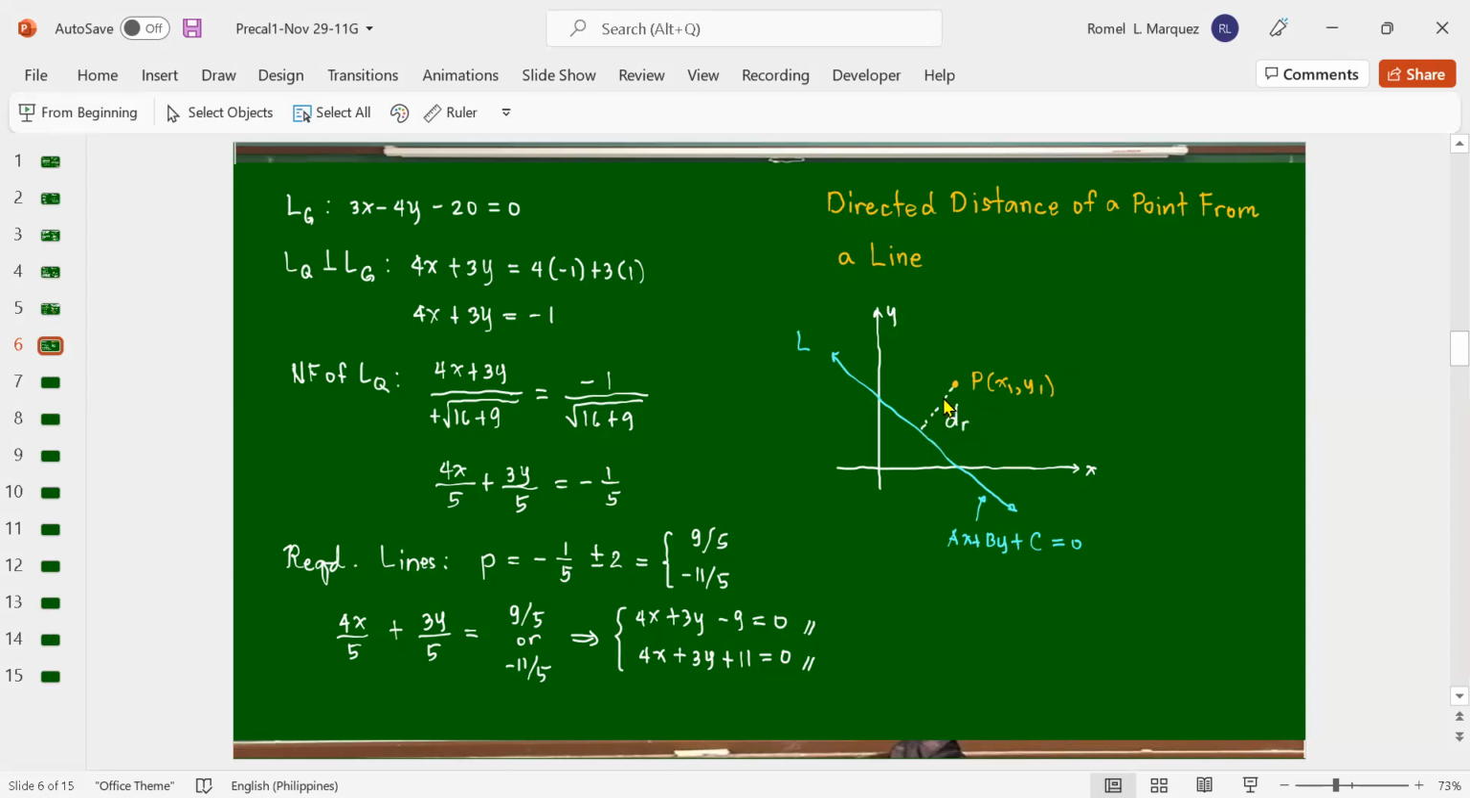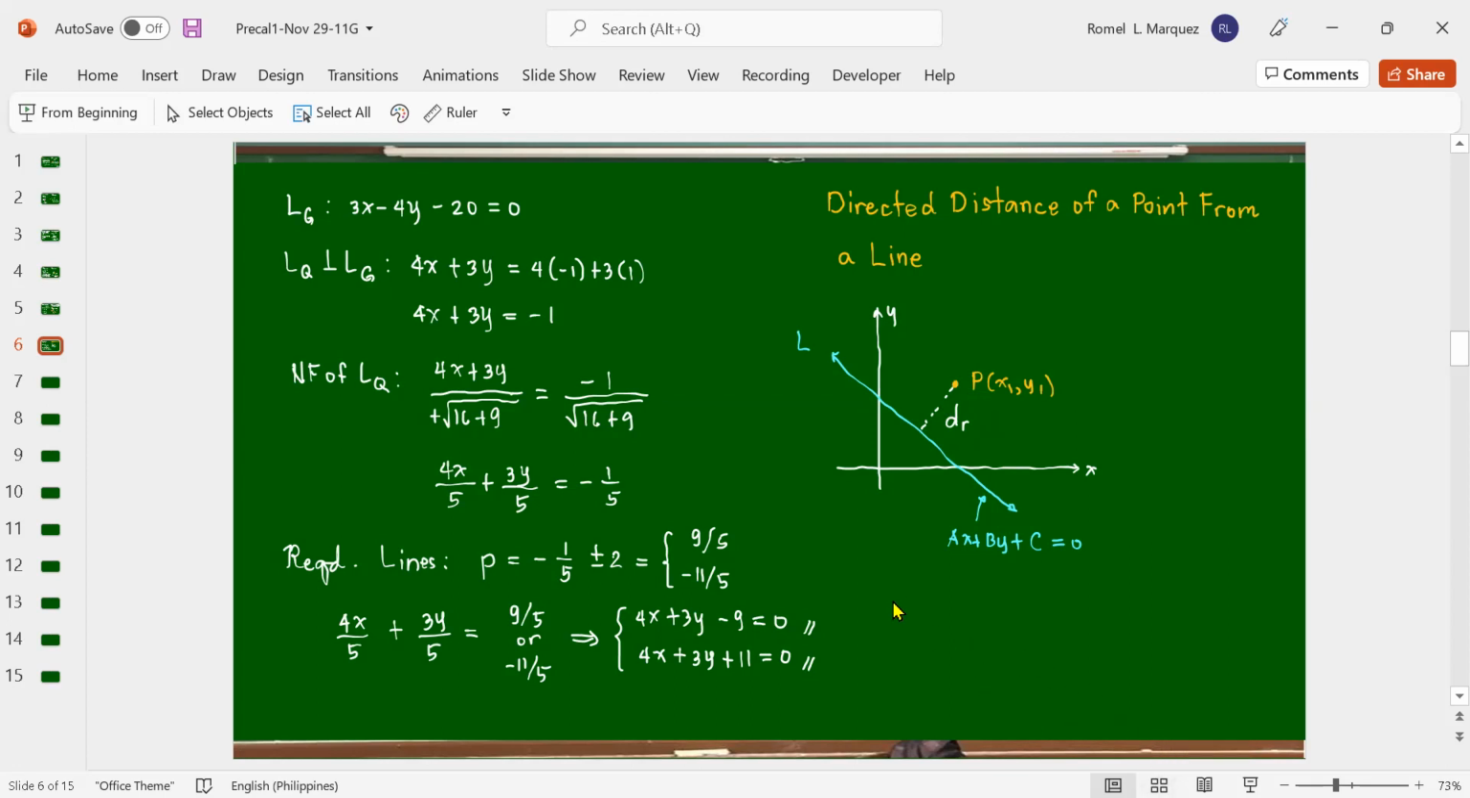If the point is above the line, it is positive. If the point is below the line, it is negative. If the line is vertical, if the point is to the right, positive. If the point is to the left, negative. If the line is horizontal, if the point is above the line, DR is positive. If the point is below, negative. Clear, children? Guys?